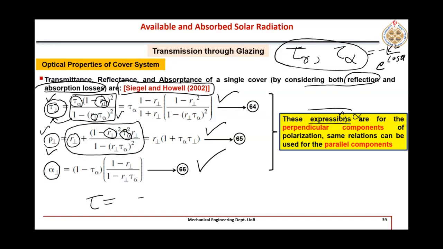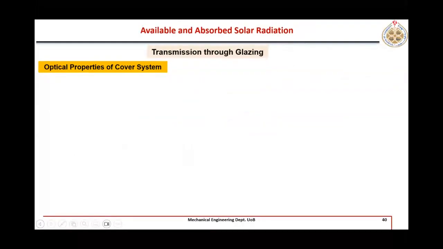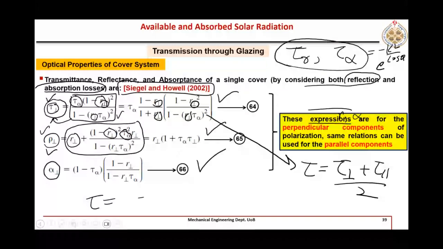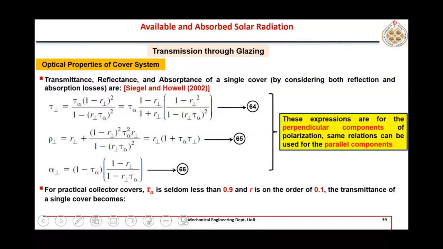And what will be the total transmittance? Tau perpendicular plus tau parallel divided by 2. Okay. Parallel means here replace all these perpendicular with parallel. So there are so many equations, and you can see we are not deriving them. If we have to derive all those, you can see the amount of work which we have to do.